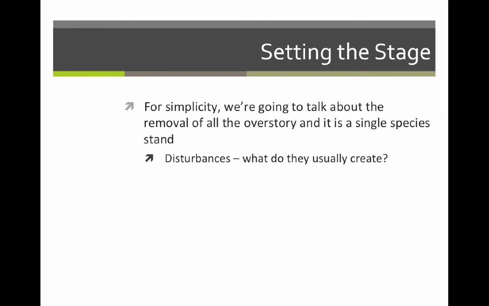So setting the stage. For simplicity, we're going to talk about the removal of all the overstory, and it's a single species stand. So going back to that example in class when we were talking about regeneration, we had some kind of disturbance. It was pretty uniform. We have this removal of the overstory, and we're going to focus on a single species stand. So disturbances, what do they usually create?